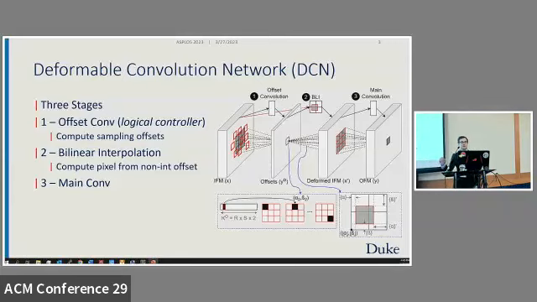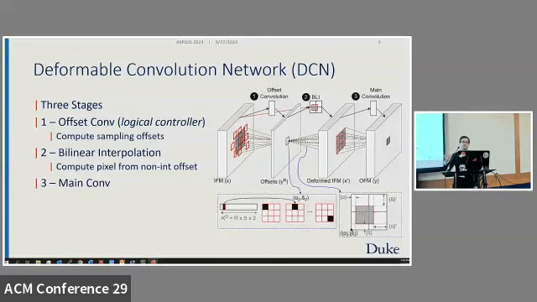The first one is a very lightweight convolutional layer that has the same number of output channels as the number of spatial positions there are in your kernel. So if you have a 3x3 kernel, there will be 9 times 2 output channels, and the times 2 is for the XY coordinate offset. So this produces offsets for each of your spatial positions for each window.